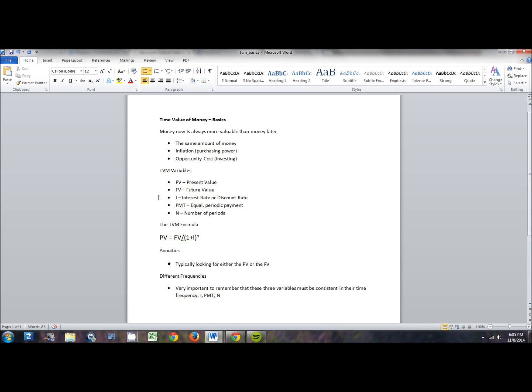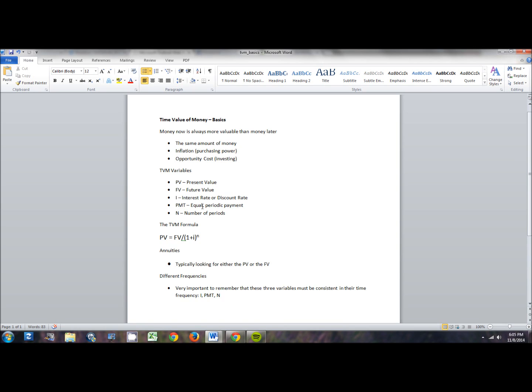Interestingly enough, this I that's in the time value of money application actually has about 4 or 5 different names that it goes by, depending on what context you are in specifically. And we will see that in more detail later on this semester as we go into bond valuation and stock valuation and things like that.